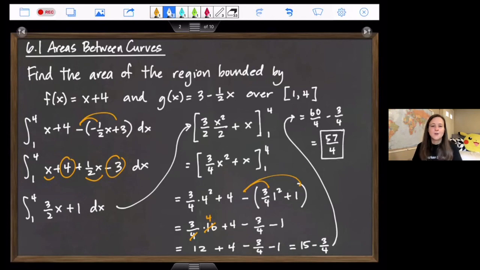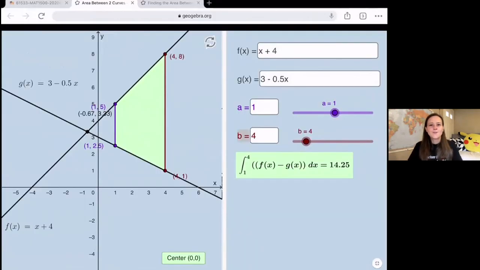Let's go check this on our GeoGebra applet. All right, I've gone ahead and plugged in our two curves. f of x equals x plus 4, and g of x is 3 minus a half x. And a is 1 and b is 4. That's our interval 1 to 4. And they've shaded the area. It looks very similar to what we got in our picture. And it says the area is equal to 14.25. That's the same thing as our 57 divided by 4.